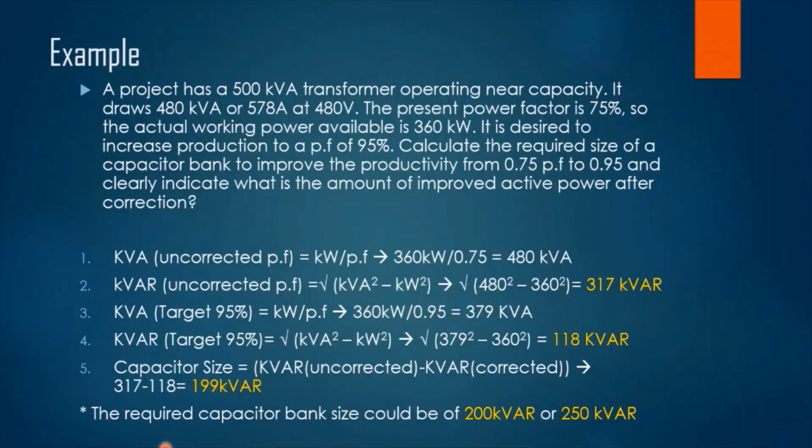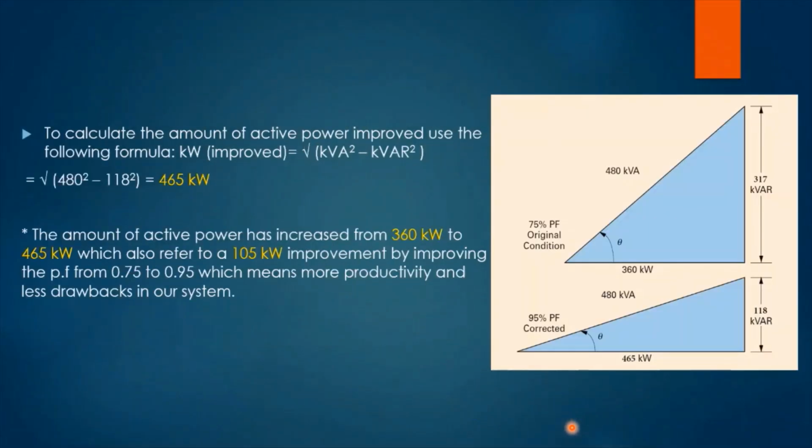Then when we select a capacitor size, we will go for the nearest available size, which could be a 200 kVAR capacitor or 250 kVAR. We were asked also to indicate the amount of active power improved in this system. So we can use this formula, kilowatt equals the root of the apparent power squared minus the reactive power squared, of the improved power factor, which will give us 465.